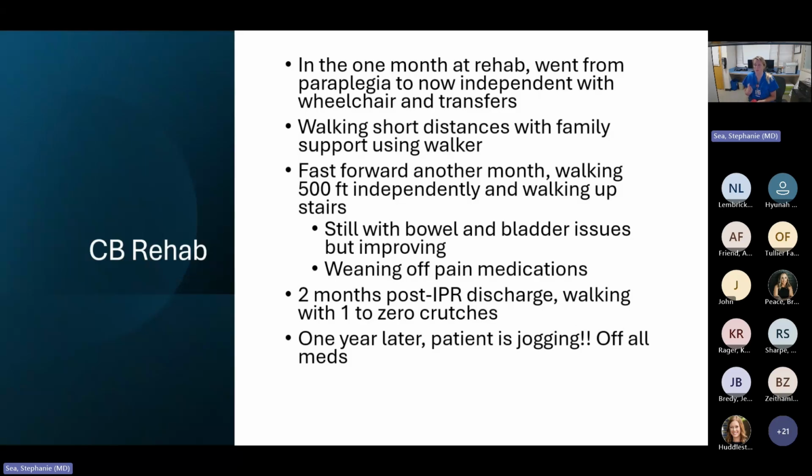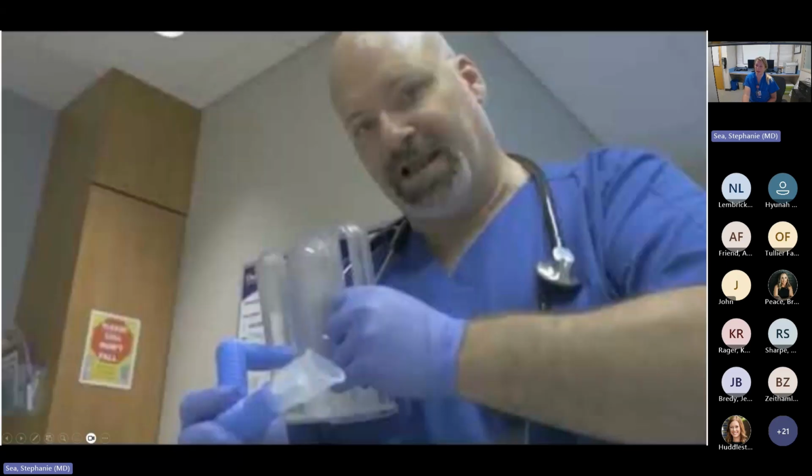He was still working on his bowel and bladder issues, but they were significantly improving, and he was weaning off pain medications, still keeping some baclofen and gabapentin. 2 months post-discharge, walking with 1 to 0 crutches. By 1 year now, I just saw a note from June with outpatient PT, and he was noted to be jogging and off all his medications. So again, huge, huge, huge success.